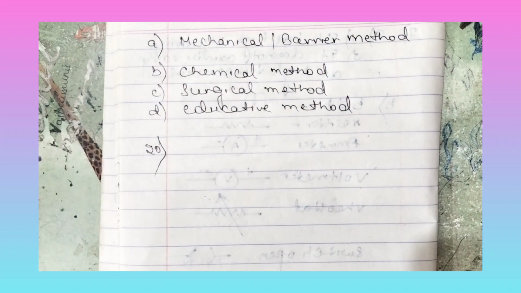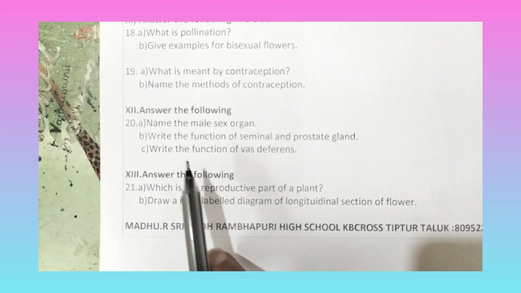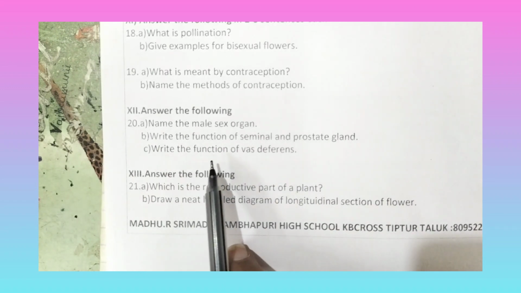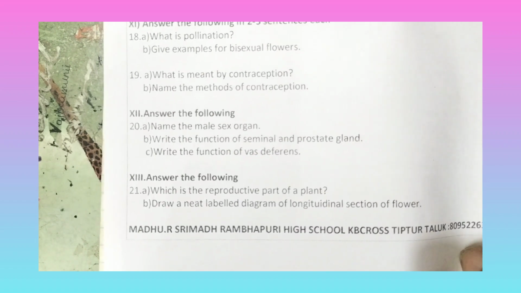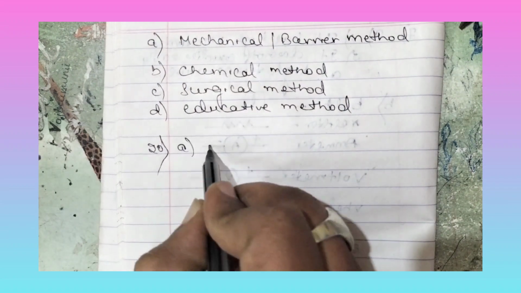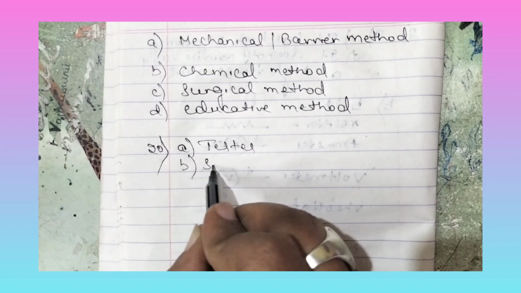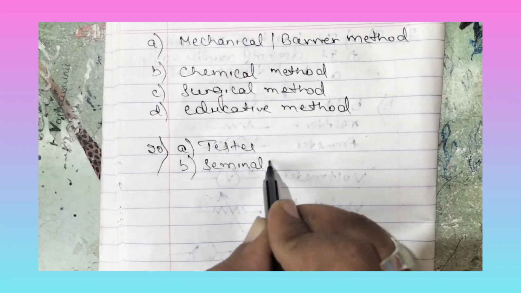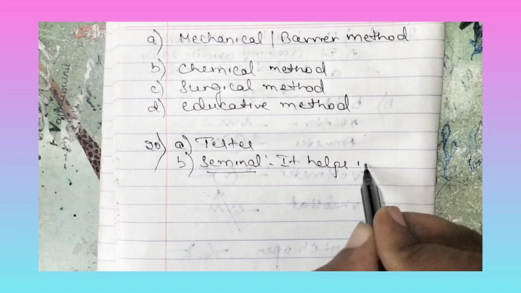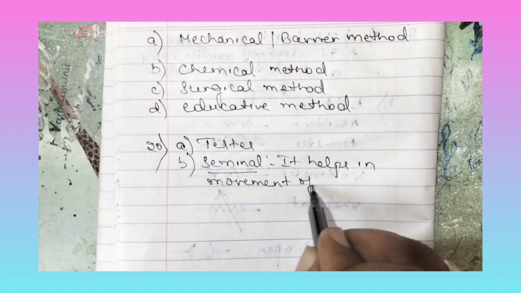Now let us move to question number 20. The 20th question is, name the male sex organ. Write the function of seminal vesicle and prostate gland. Write the function of vas deferens. For the A question, the male sex organ is called the testis. Next, B: function of seminal vesicle gland and prostate gland. Seminal vesicle helps in movement of sperms.